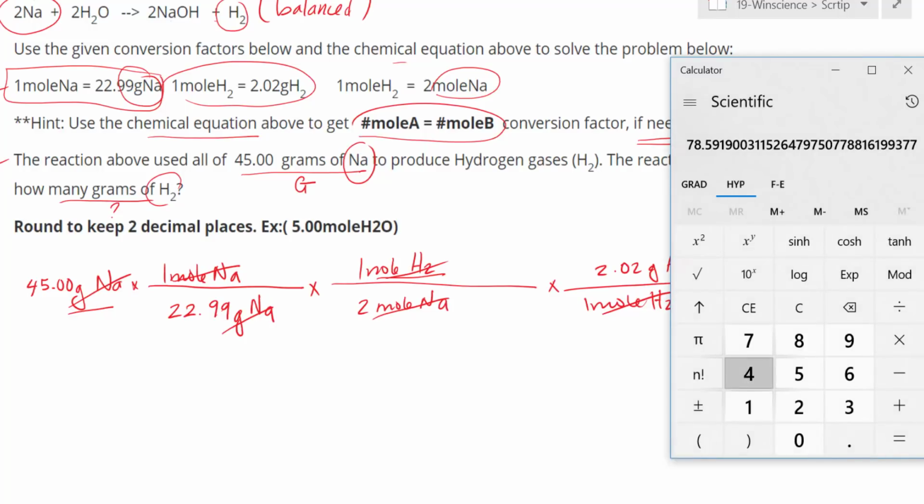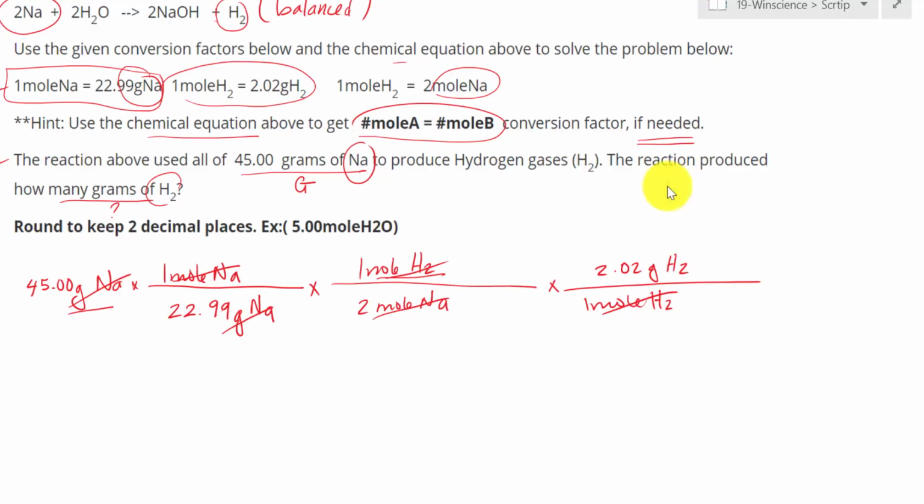So let's do this. We have 45.00, multiply by 1, multiply by 1, we can ignore that. Multiply by 2.02. And then divide everything on the bottom: divided by 22.99, and divided by 2 again. We ignore the 1. So our answer is 1.97. That would be 1.98. So we have 1.98 grams of hydrogen.